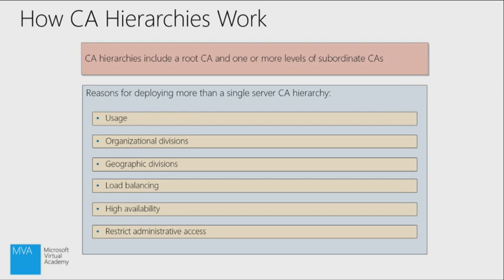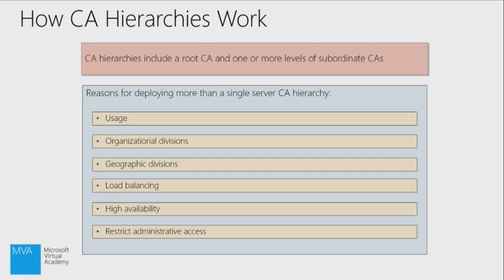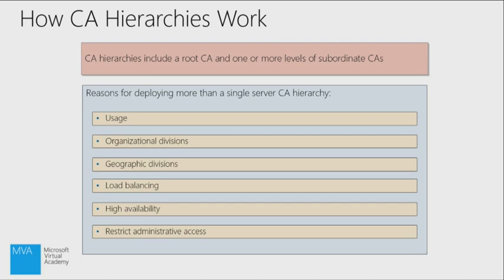Usage. Certificates may be issued for a number of purposes: secure email, secure web servers, pure user verification, identity verification. You may want to segregate your certification authorities to issue certificates just for those particular uses. Organizational divisions, as we talked about earlier: you might have a number of different organizations, teams, or groups within your overall organization that have different functions, different requirements, even possibly different IT teams, and you need those teams to independently manage certification services.